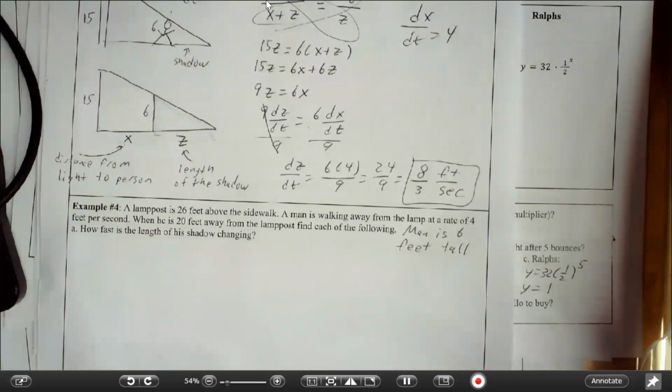Okay, so let's work on the problem, Abraham. Oh. Okay. 4A. Everyone work on 4A. And then I'll show you how to do 4B.